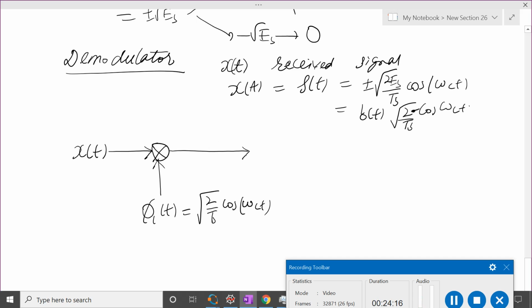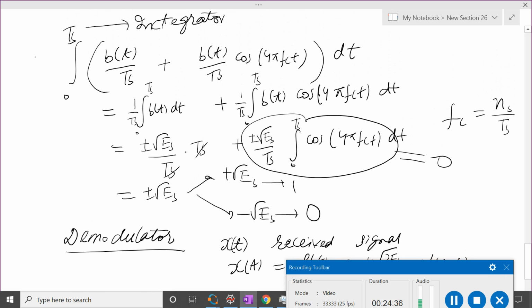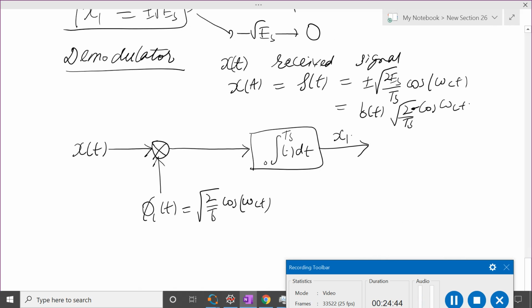Then you can use a low pass filter also. That is equivalent to saying we will use an integrator, which will integrate this. Then the output of the integral, I will represent by x1. What is this x1? After integrating, this is your x1. So x1 is either plus root EB or minus root EB. Then you have to check the sign of x1.